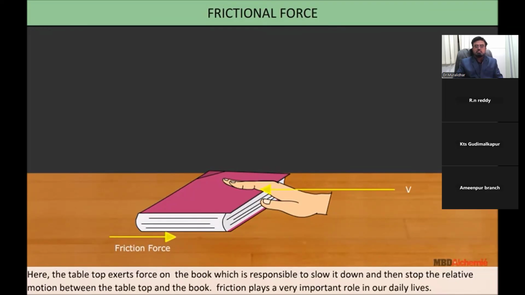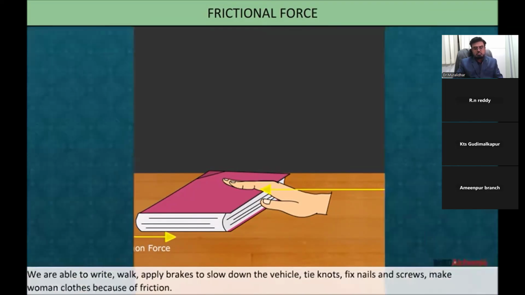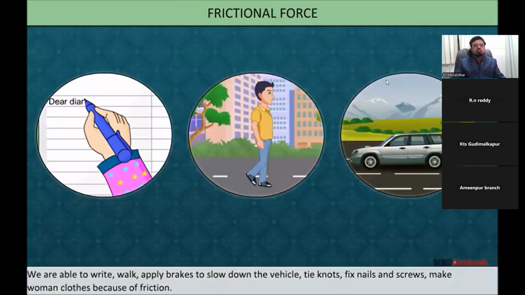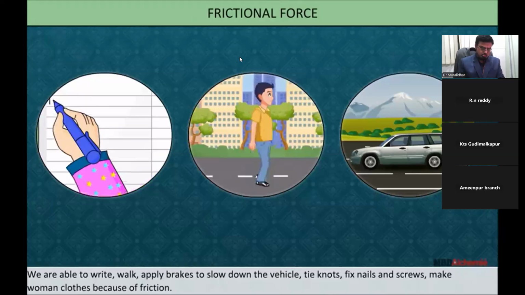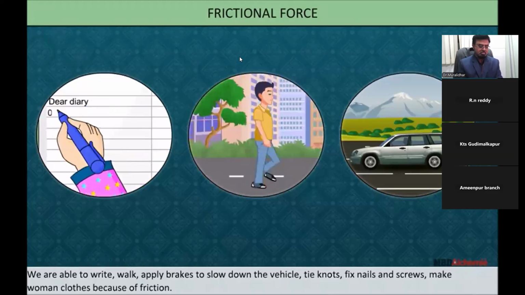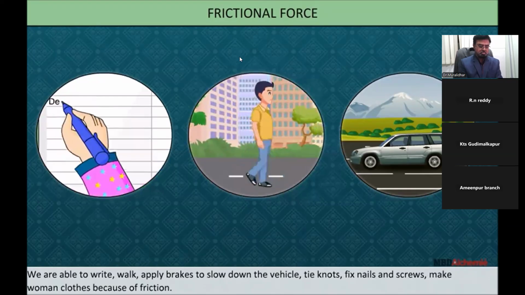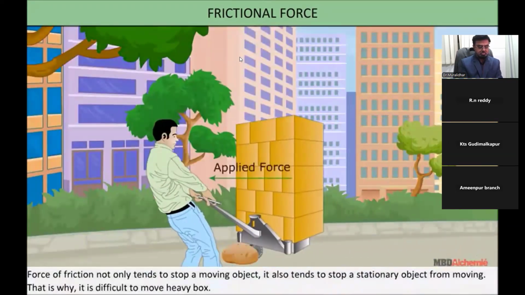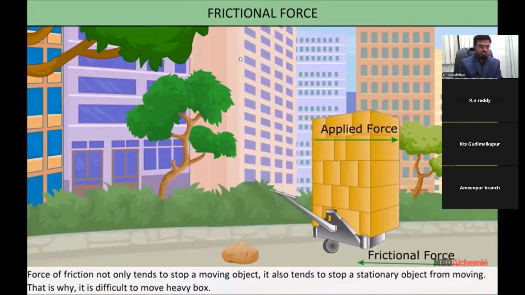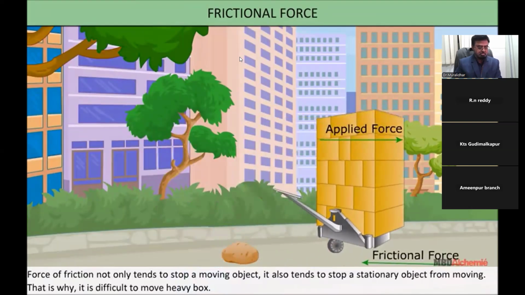Friction plays a very important role in our daily life. We are able to write, walk, apply brakes to slow down the vehicle, tie knots, fix nails and screws, and make woven clothes because of friction. Force of friction not only tends to stop a moving object, it also tends to stop a stationary object from moving. That is why it is difficult to move a heavy box.